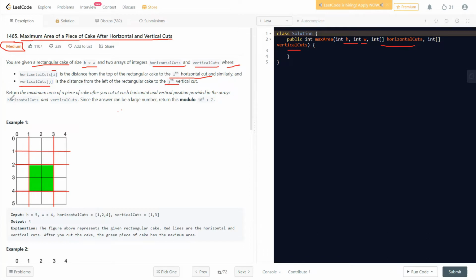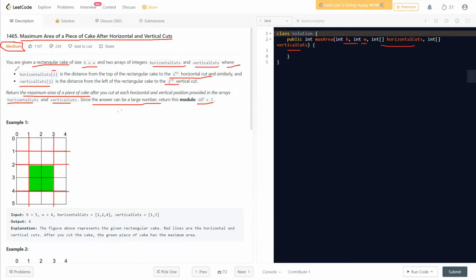Let's read the rest of the question and then understand with the example. It says return the maximum area of a piece of cake. So we need to return the maximum area of a piece of cake after you cut at each of the horizontal and vertical positions provided in the arrays horizontalCuts and verticalCuts. It also mentions that since the answer can be a large number, return it modulo 10 to the power 9 plus 7. That helps us reduce large numbers.